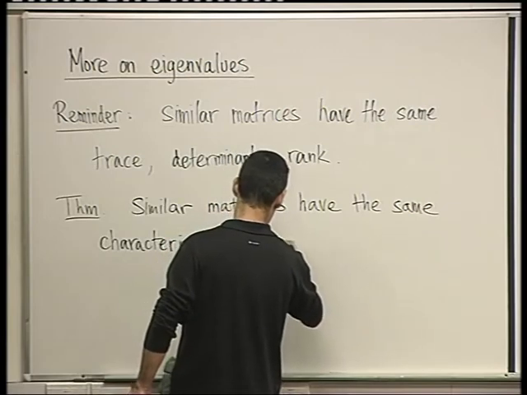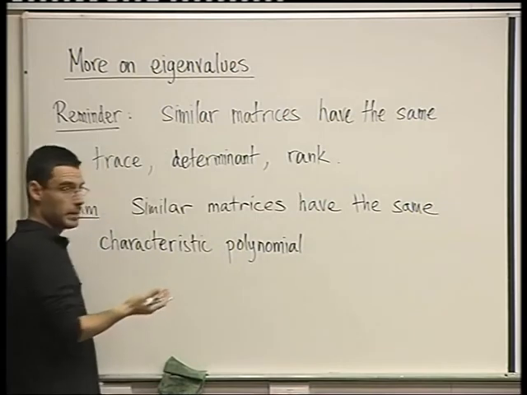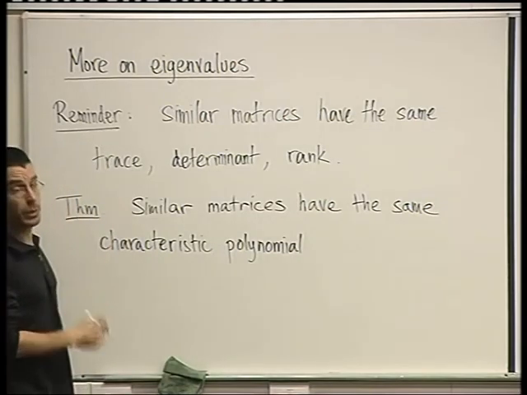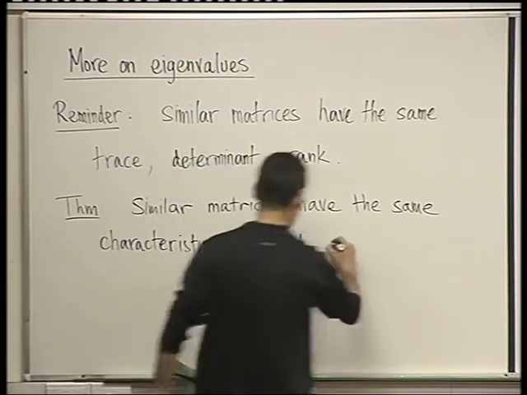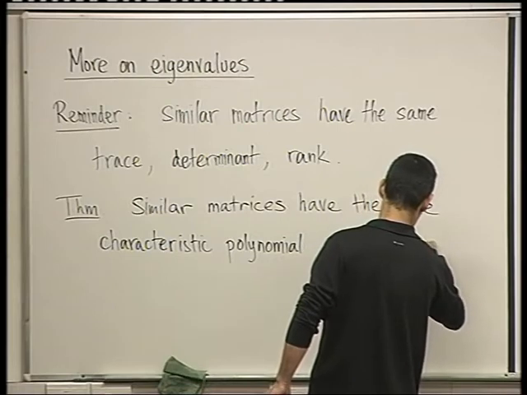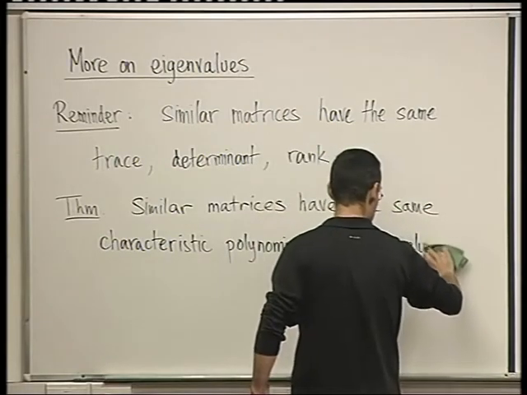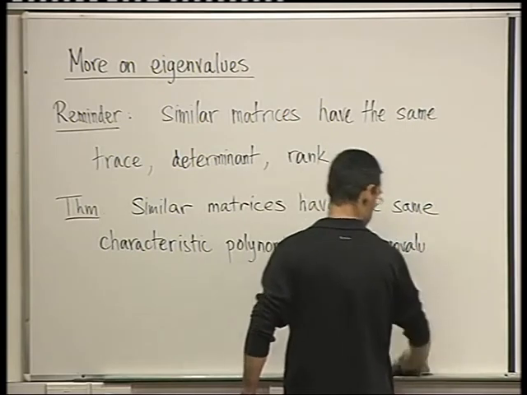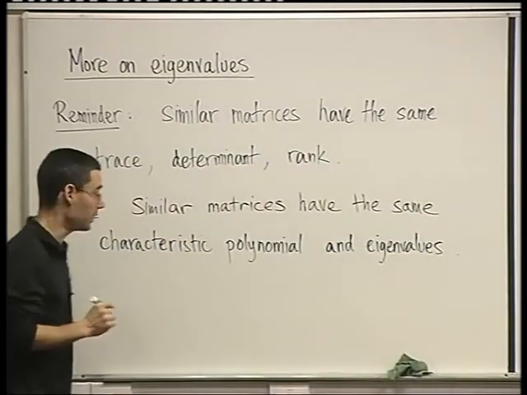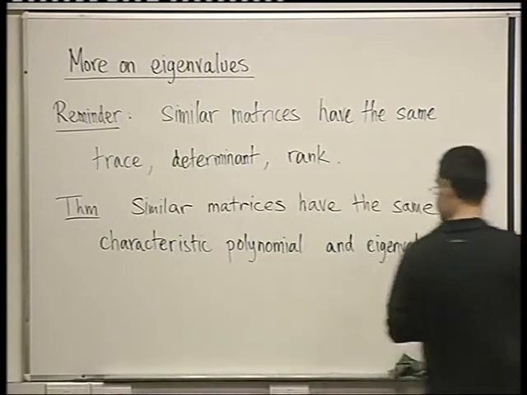And if they have the same characteristic polynomial, that implies automatically that they have the same roots of that polynomial, which are the eigenvalues. So do you agree that it suffices to prove that they have the same polynomial? This follows automatically. Okay, so let's prove it. Here's the proof.